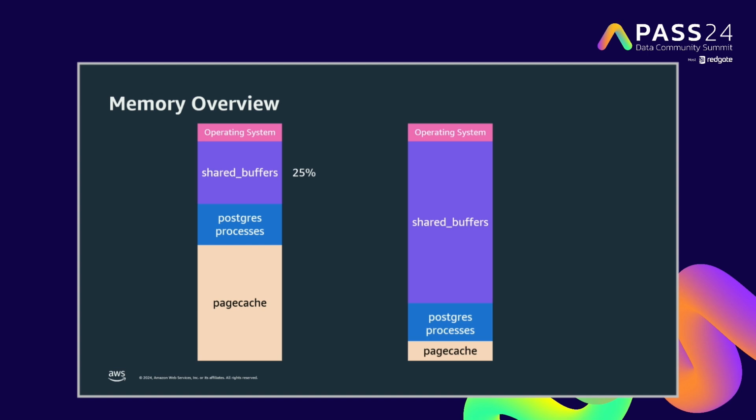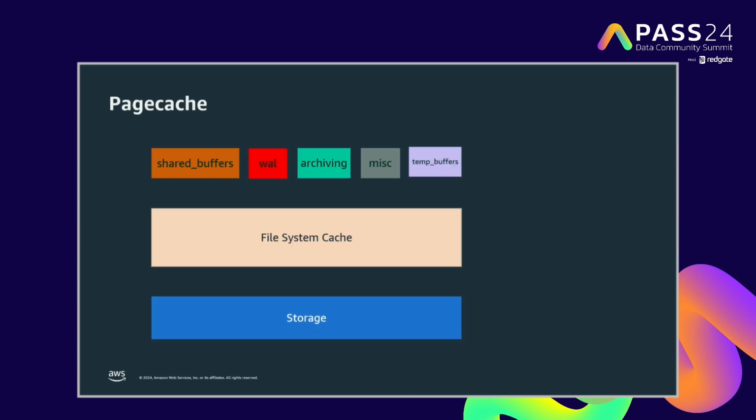On other databases, like if you come from SQL Server or Oracle, or what we do in Aurora ourselves, there's no secondary cache, and you just have a larger buffer, shared buffers, right? And this is typically around 75%. We'll get into the pros and cons of that, but that's just to contrast the difference between Postgres and other databases.